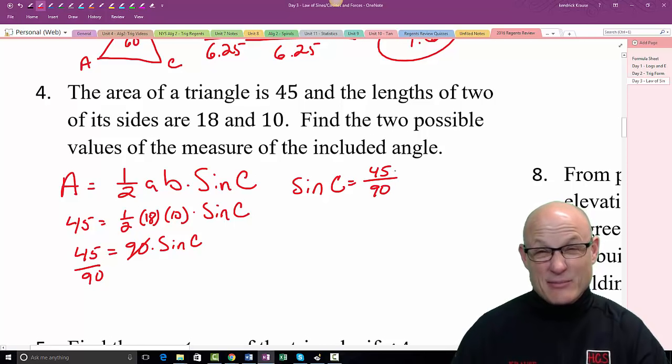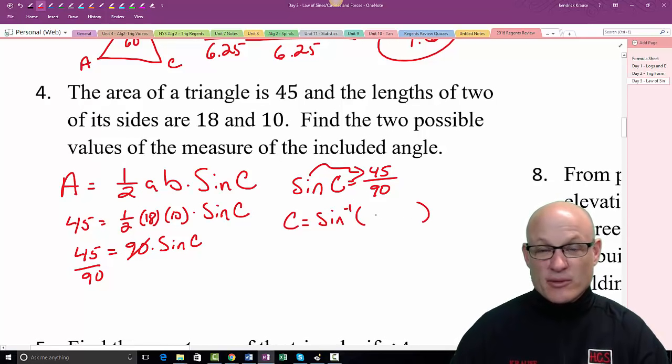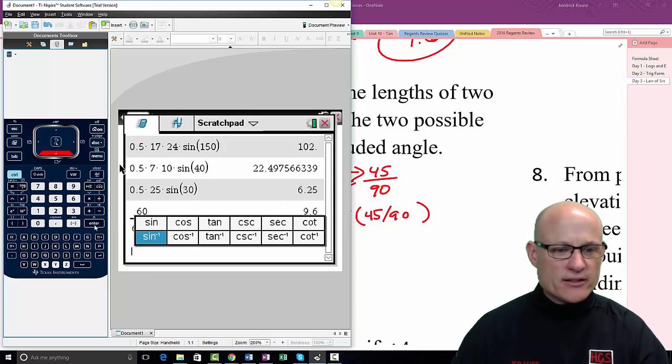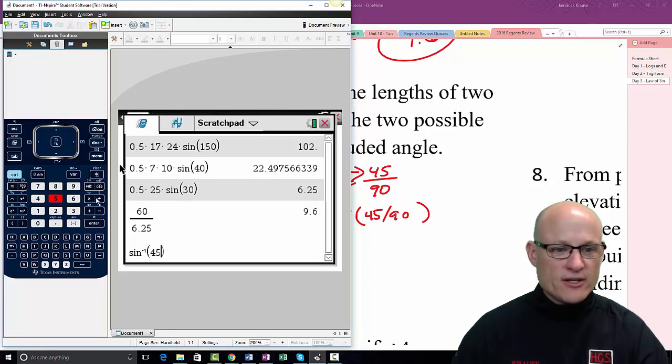Now I want c by itself, so I've got to take the inverse of both sides. So c is really equal to, remember, any time you're looking for an angle, you're going to be doing inverse sine at the end. That's the last step. If it says what is the angle, the last thing you're going to type in your calculator is inverse whatever trig function you're using. Yes, I know this is a half. So we're going to do inverse sine of 45 divided by 90.